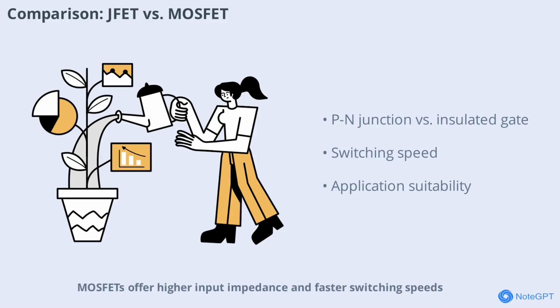MOSFETs offer higher input impedance and faster switching speeds, making them more suitable for digital circuits. JFETs are preferred in low-noise analog applications. Knowing these distinctions is important for choosing the best device for your circuit.